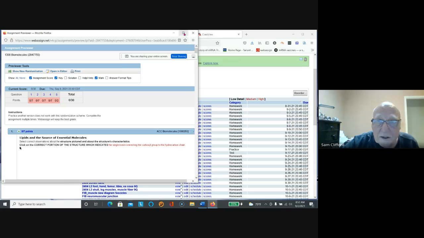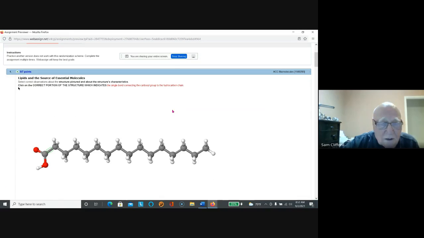Now we're going to have a discussion of fatty acids. So a fatty acid is a carboxyl group attached to a long chain of carbon and hydrogen. You have to click on a single bond connecting the carboxyl group to the hydrocarbon chain. So this is the carboxyl group again. The double bond is not shown, but anytime you see carbon, oxygen, and hydrogen, and another oxygen, that's the carboxyl group. This is called a fatty acid because this is an acid group.